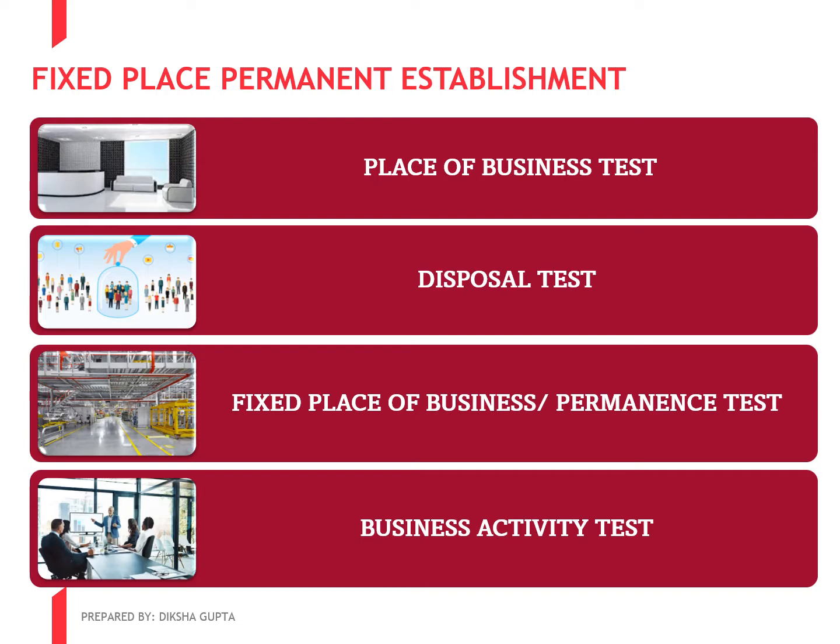First test is the place of business test. Second test is the disposal test. Third test is the fixed place of business, or you can say permanence test. And the fourth test is the business activity test. It is pertinent to note that all the aforesaid conditions are cumulative and are required to be satisfied in aggregate. And if any of the conditions above are not satisfied, the PE of the foreign entity cannot be considered to have been established in India.